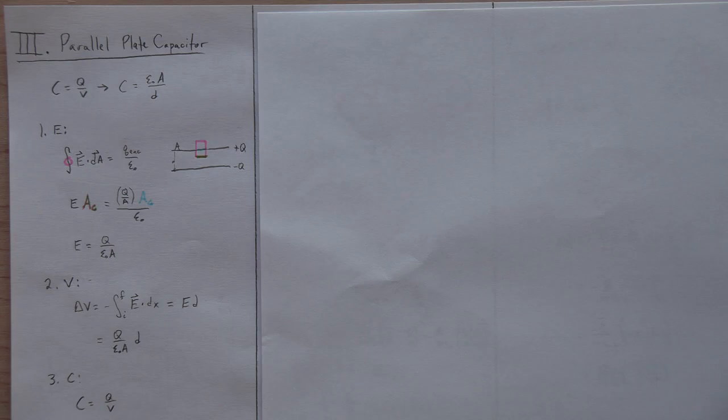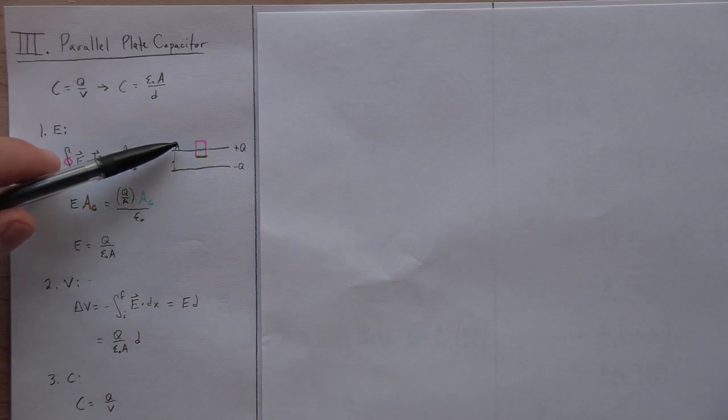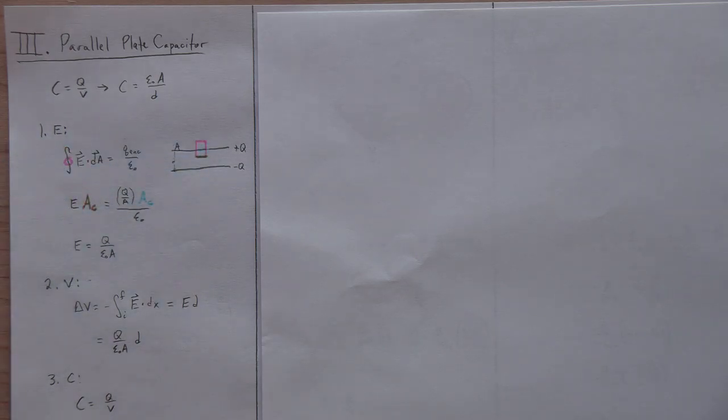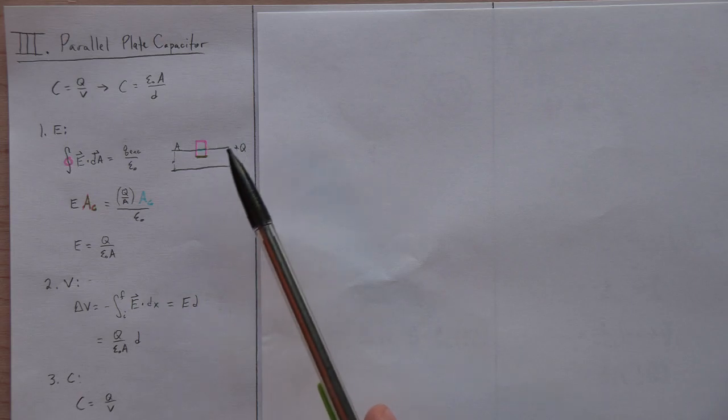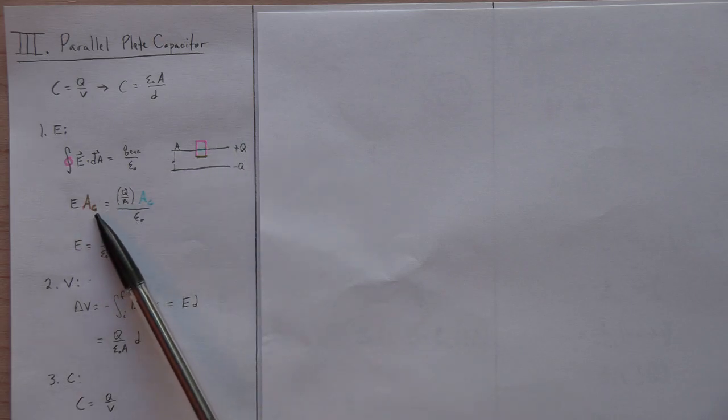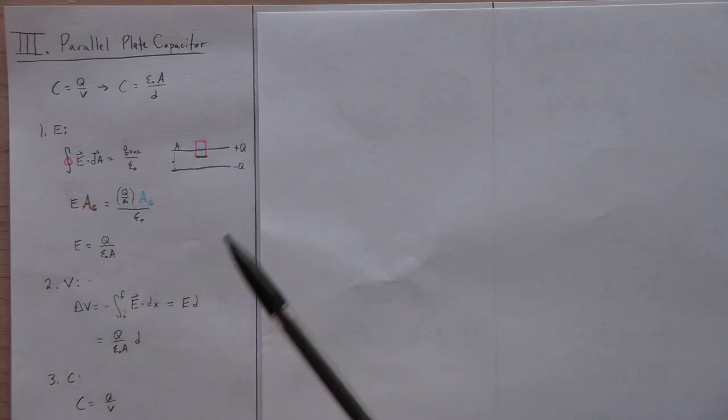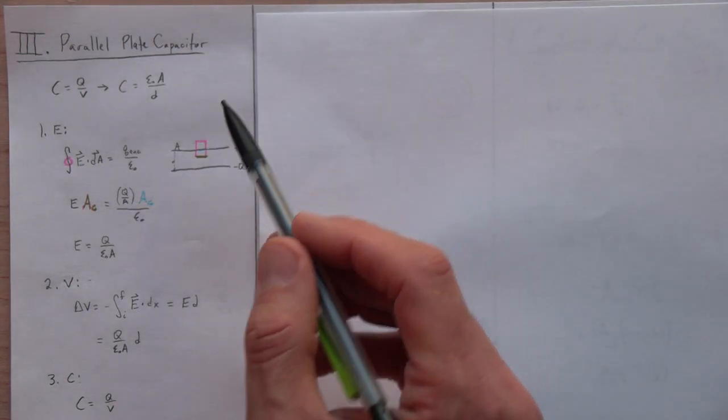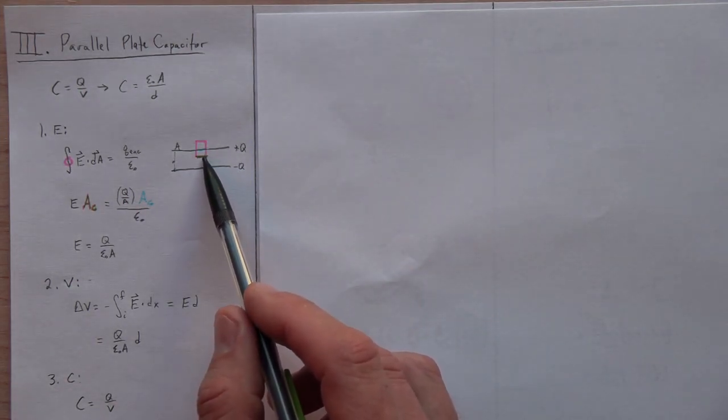So the pattern for a parallel plate, cylindrical, or spherical capacitor is you always find the electric field first, then the voltage, then the capacitance using C equals Q over V. So the way we find the electric field in a parallel plate capacitor, we use Gauss's law. We make a little Gaussian surface here, enclosing a portion of the charge of the positive plate. So E times the area of the Gaussian surface.